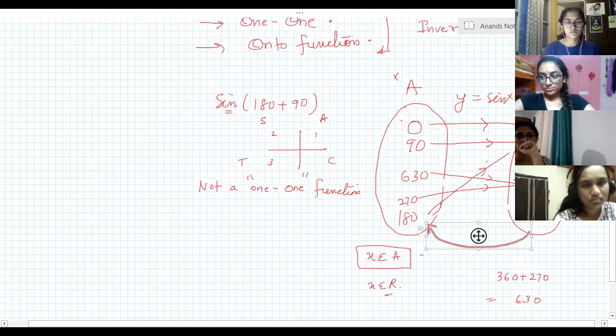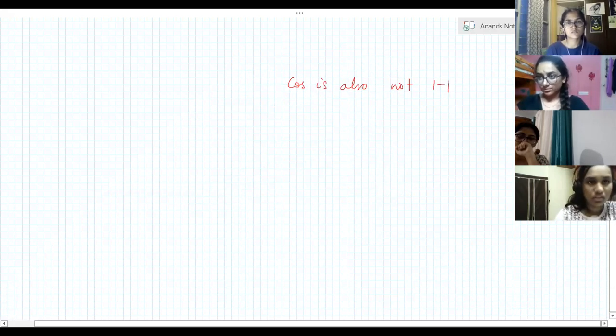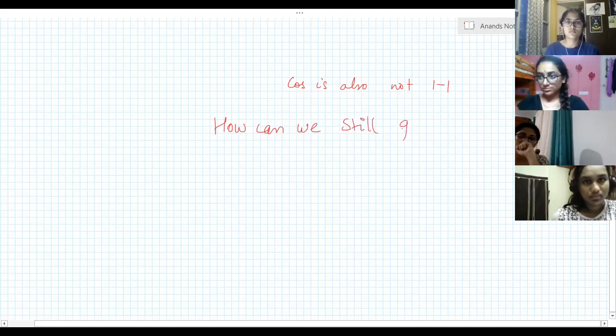Similarly, cos also is like that. Okay, cos is also not a one-to-one function. Okay, does that mean sine and cos are not invertible? Okay, how can we define? So the straight answer is yes. Till now, as per our definition, sine and cos are not invertible. Then the question is, how can we still go ahead and define an inverse for them?